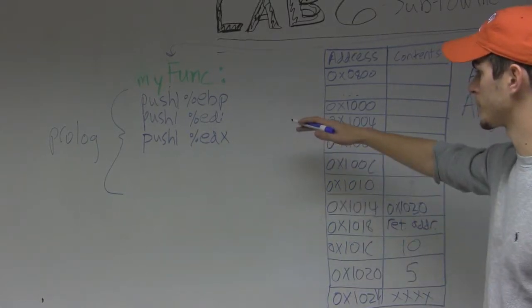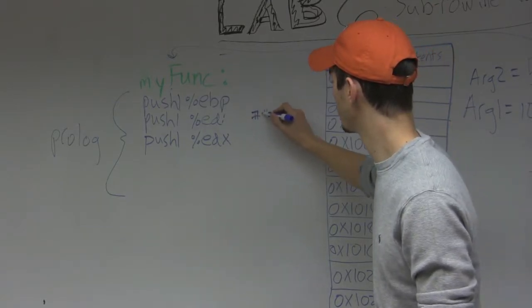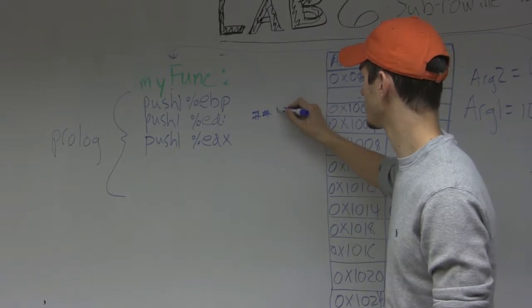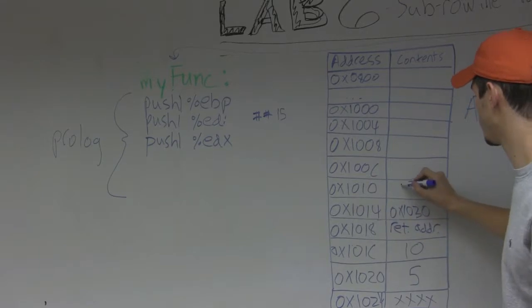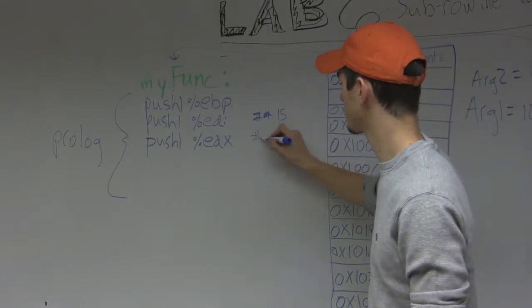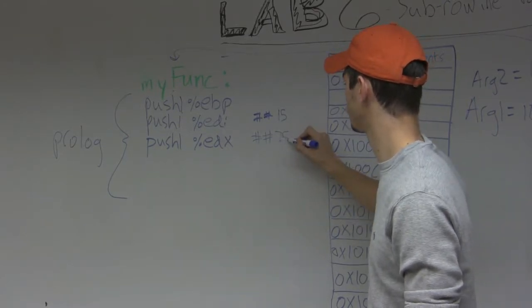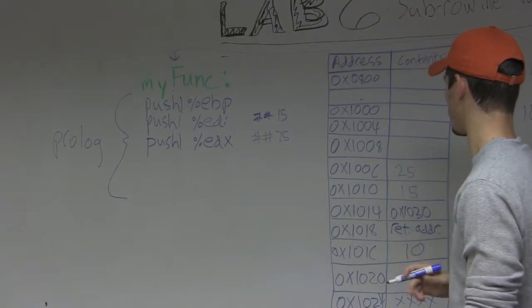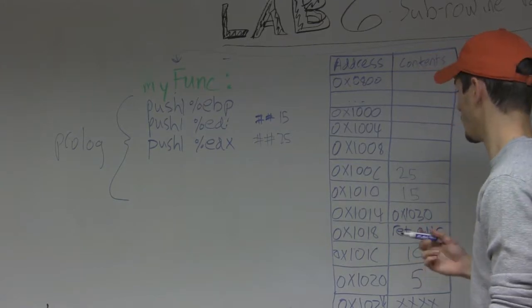And then we can say EDI, say it's 15. Push EDI, 15, and EDX, say 25. Whatever may be stored in those registers before we change them, if at all.